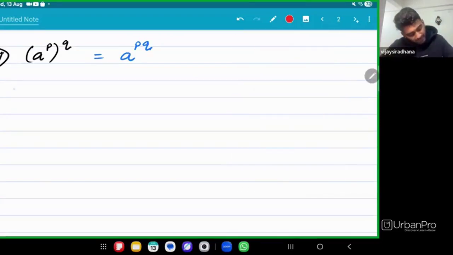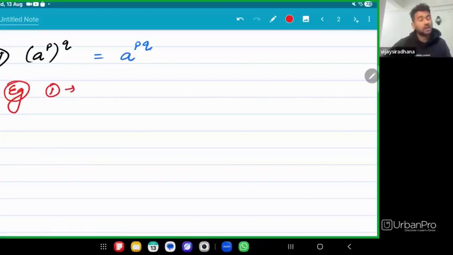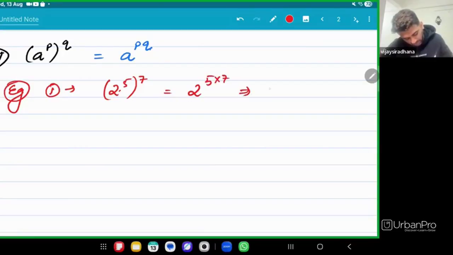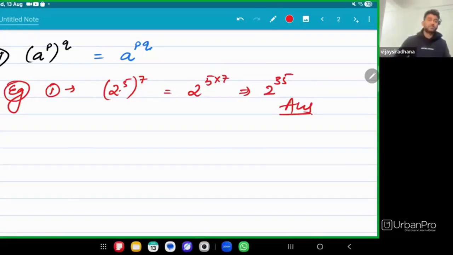Example number 1. Suppose there is one question which is given as 2 to the power of 5 to the power of 7. What will be the answer? Then this would be 2 to the power of 5 into 7, which is nothing but 2 to the power of 35. This will be the answer over here, right?